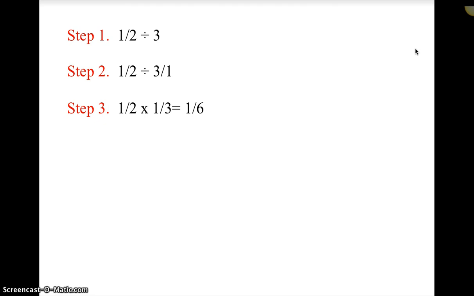Our third step is to change our improper fraction and invert it. The way we divide fractions is through inverse multiplication. Therefore, after we invert our fraction, we multiply straight across. 1 times 1 is equal to 1, and 3 times 2 is equal to 6, making 1/6. Our fourth step is to set up the problem how it was written originally, which would be 1/2 divided by 3, and we see our answer is 1/6.